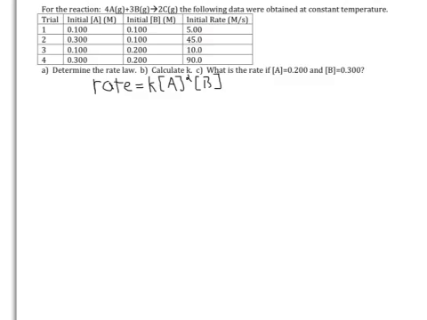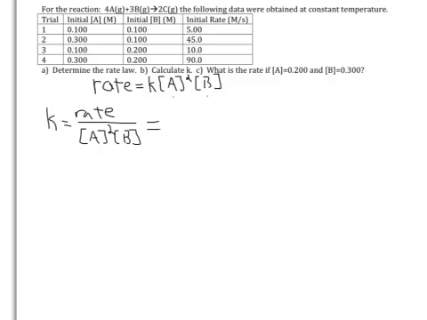Now, I typically like to solve for the variable that I'm looking for before I plug in the values. Right? So in order to solve for K, I need to divide both sides by a squared times b. So when I do that, I'm going to end up with K is equal to the rate divided by a squared times b. And I can pick any one of the trials that I want. I'm just going to go ahead and pick trial 1.